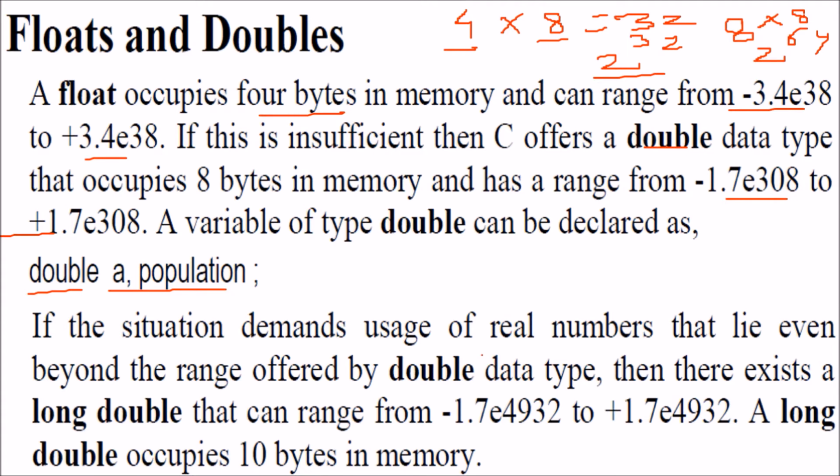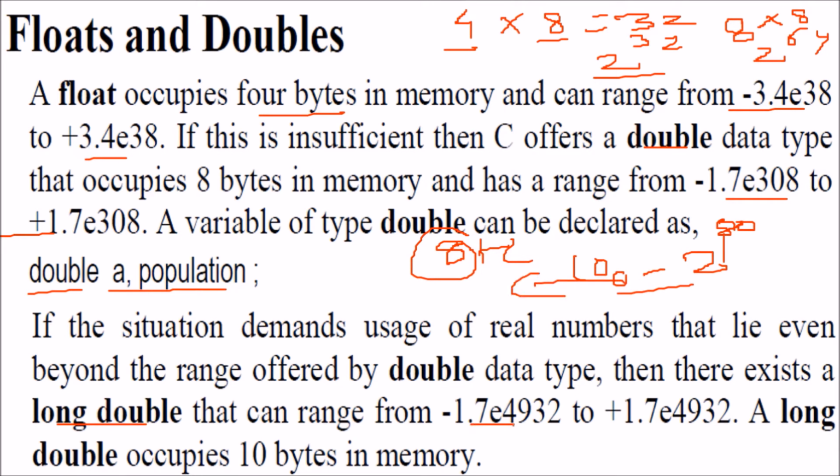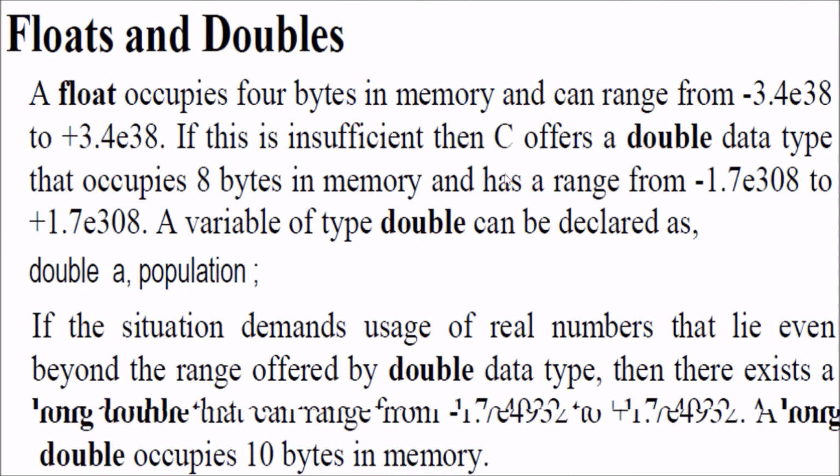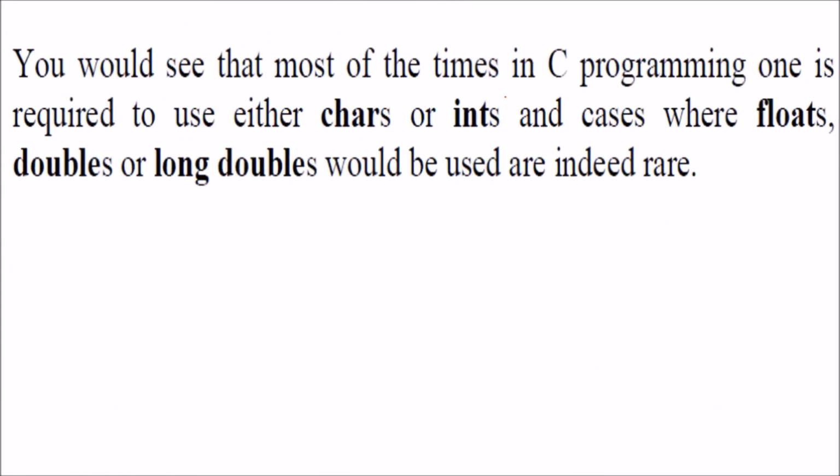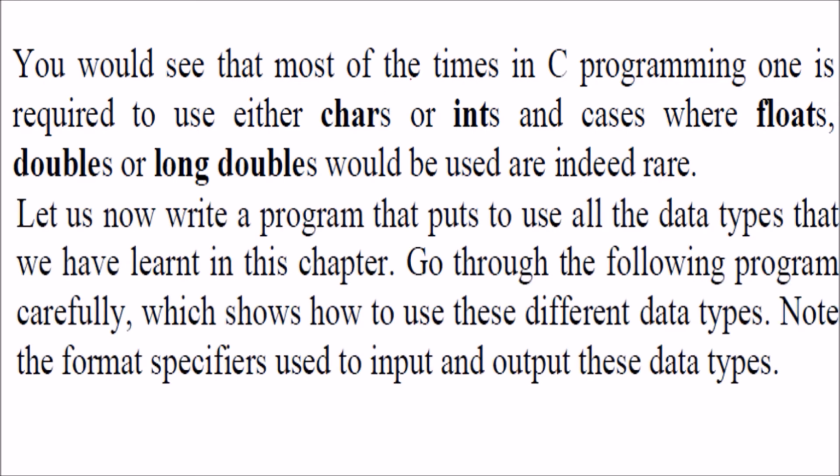Now, if you want more than that, sometimes 8 bytes is also not enough. For that, we have long double. Long double takes 8 plus 2, that is 10 bytes. 10 bytes means 10 into 8, that is 2 to the power 80. This is the range, 0 to 2^80, for unsigned, and if you want the signed one, just divide it into half. So this is the negative and positive range for long double. So this is how these char, int, float, and doubles can be used.